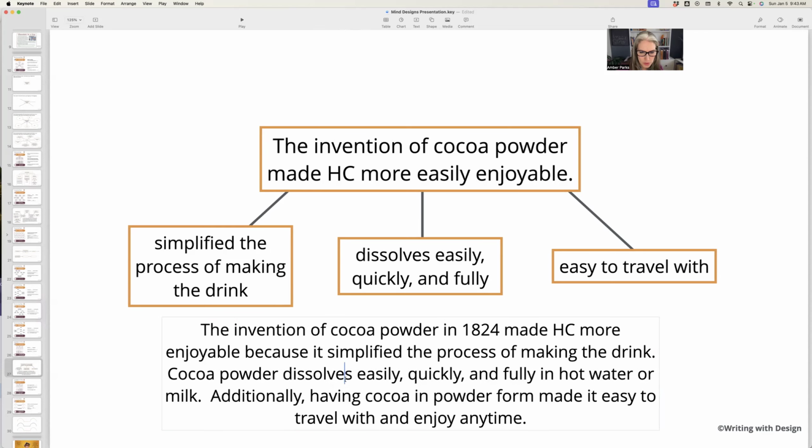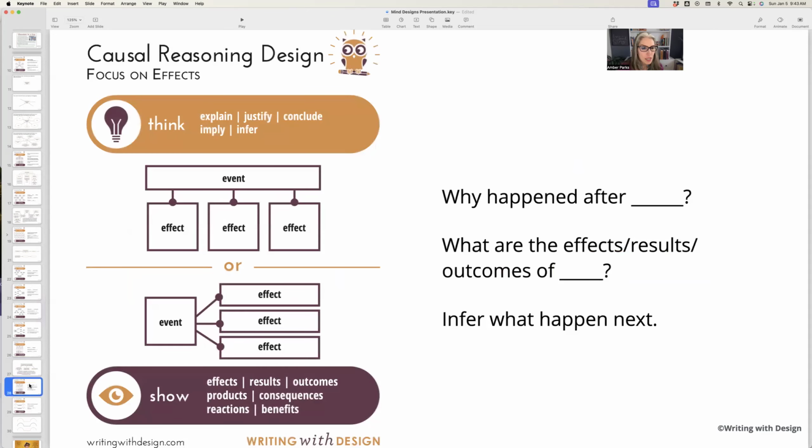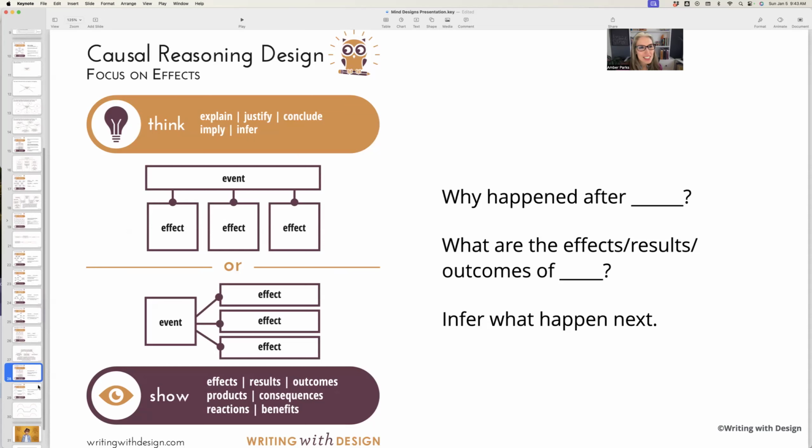Good. Now I do switch verb tense. That's one thing. I'm going to go ahead and put this in past tense. Cocoa powder dissolved easily, quickly, and fully in hot water or milk. Okay, there we go. Last one. Well, this is the causal reasoning one. It's on the effects. We could certainly talk about that.